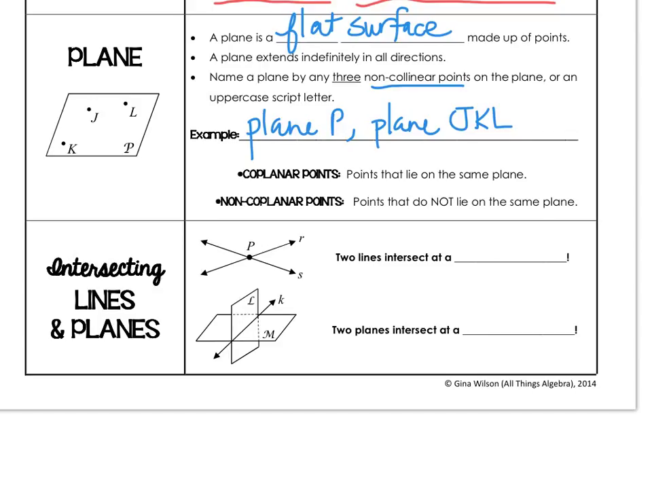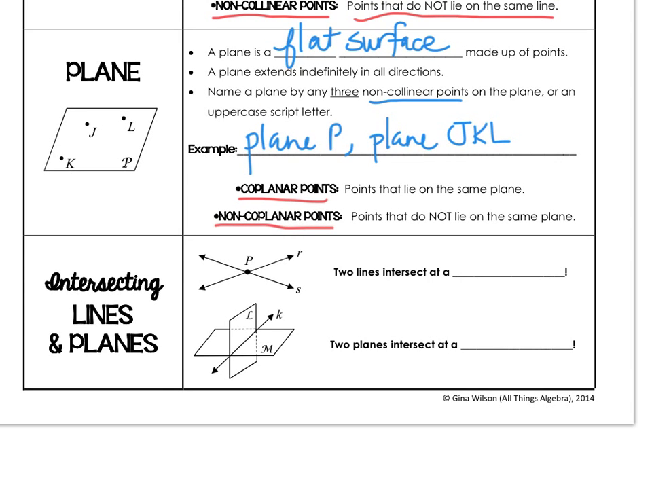Along with plane, we have coplanar points, which are points that lie on the same plane, and non-coplanar points, which are points that do not lie on the same plane.